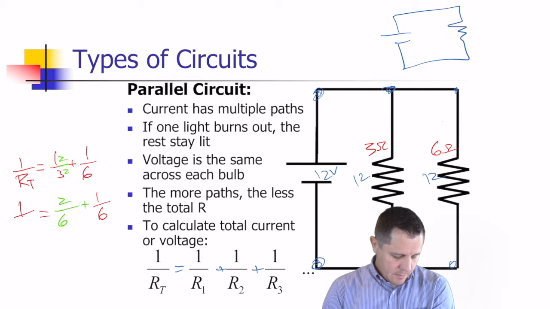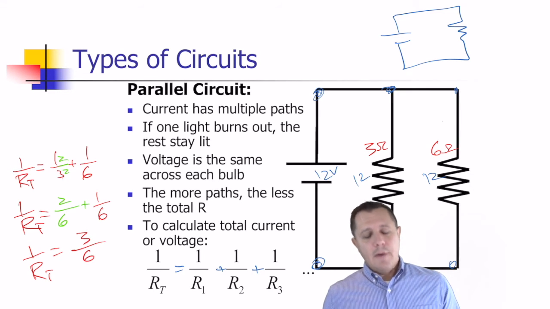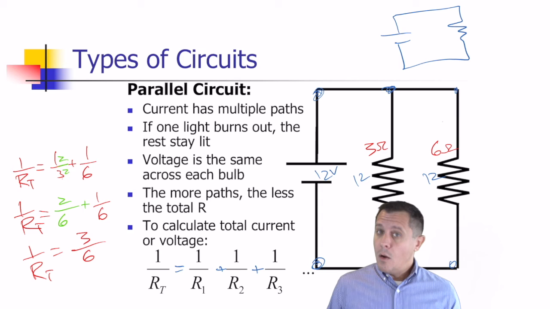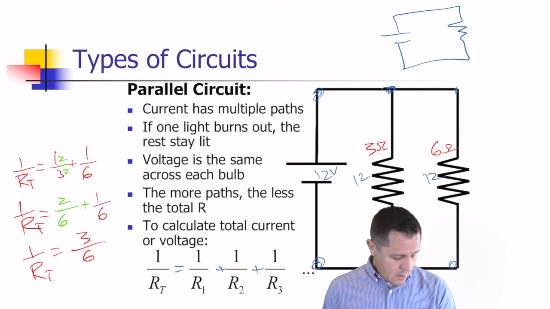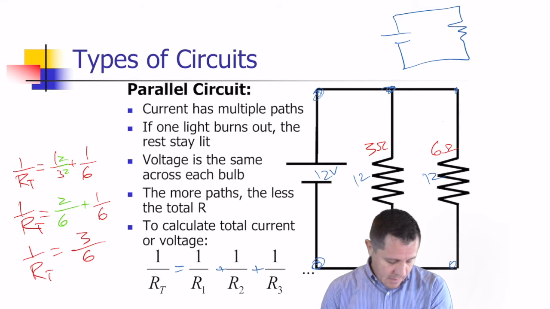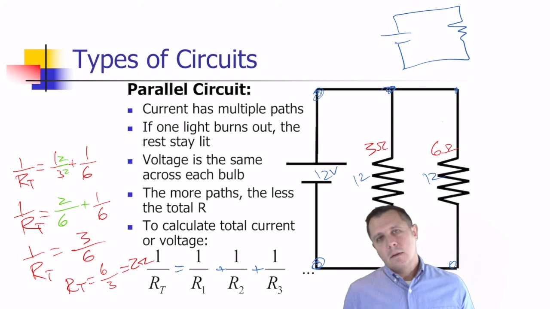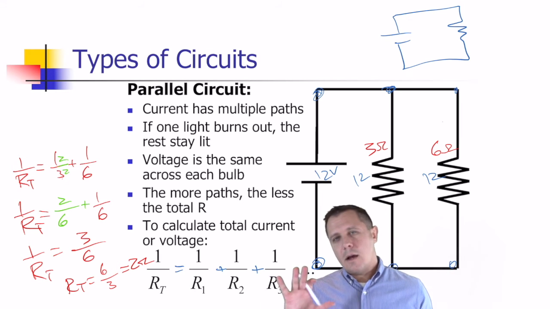All right, is equal to my answer. So I have 1 over R total is equal to 3 over 6. Now, if I were to put my answer down, would I say my answer is 3 over 6 or 1/2? No, that's not the case. What I would have to do is flip it. So my final answer is, basically you do the reciprocal of it, or you could do a little cross multiplying, but basically our R total is equal to 6 over 3, or 2 ohms. So that's how our total works.